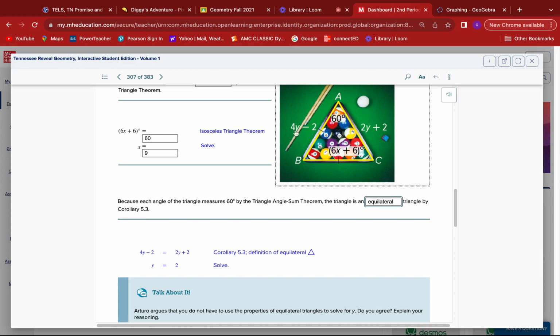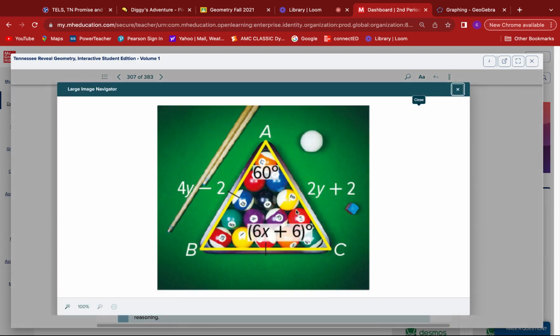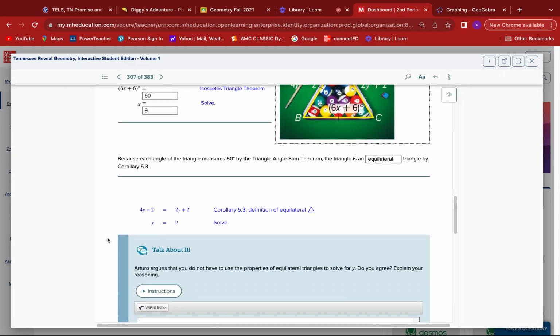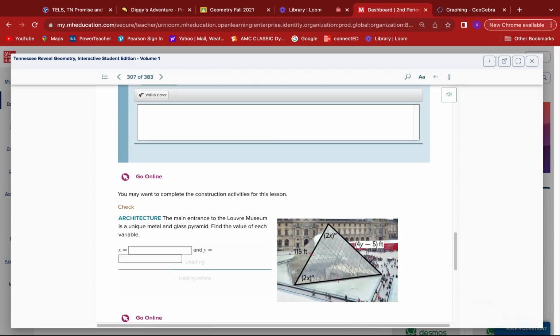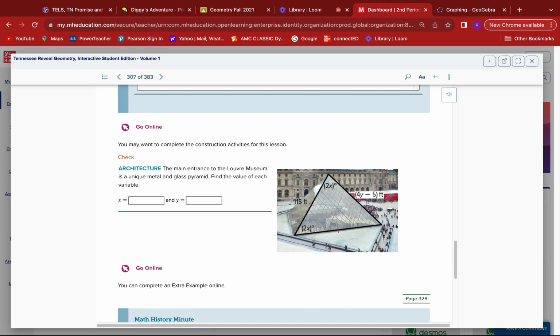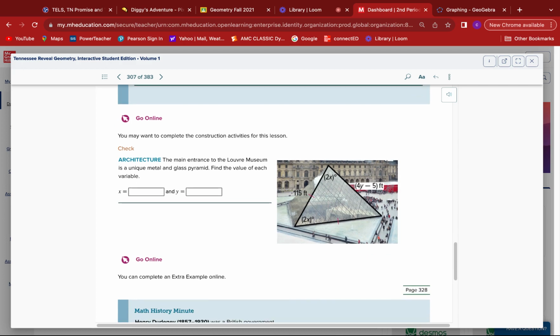You're going to set 4y minus 2 equals 2y plus 2. Solve it for y. Since it's equilateral, you just set them equal to each other, and you're going to get y is 2. All right, looks like we've got another problem online if you want to check that out. And I'm going to move on to the check at the bottom of the page.